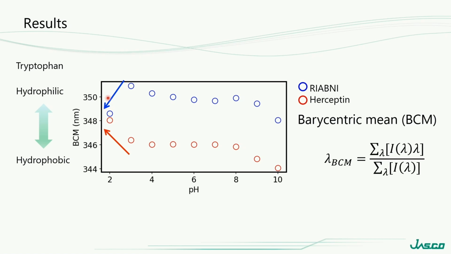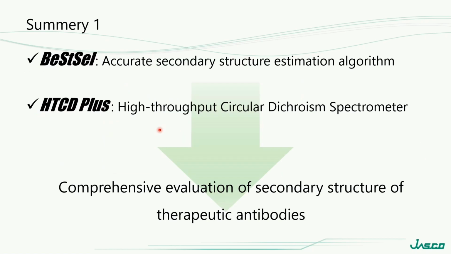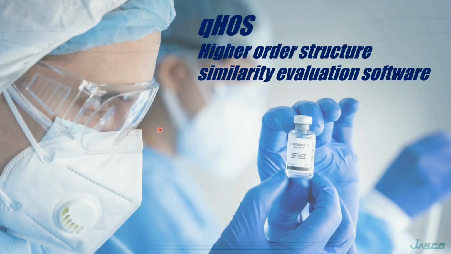The secondary structure fraction shows the same trend among these antibodies, while the tertiary structure shows the opposite trend. I'd like to emphasize that the accurate secondary structure evaluation method and high-throughput system enable us to conduct a comprehensive evaluation of secondary structure of therapeutic antibodies. So let's move on to the next topic.